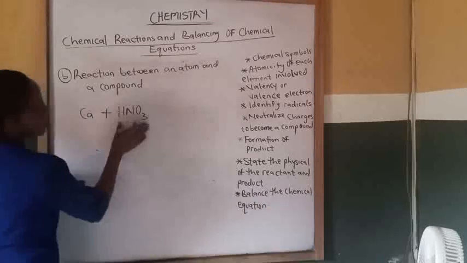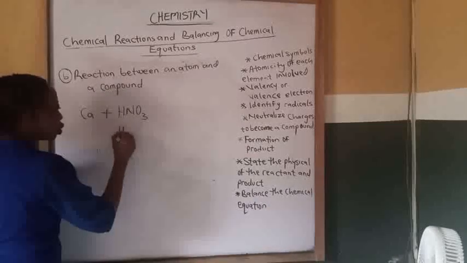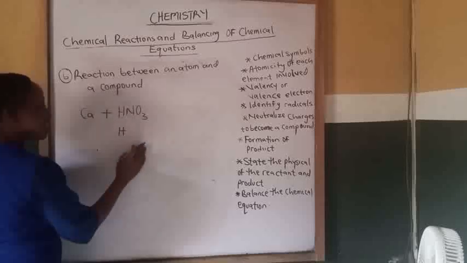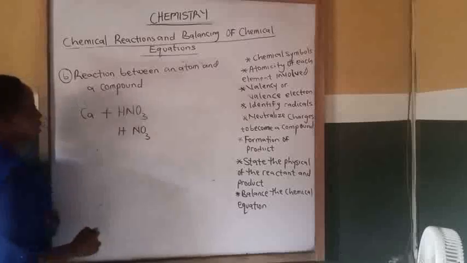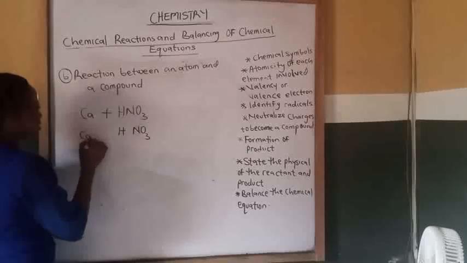Now, let's split this compound into two. We have hydrogen, then NO3 is what? It is a radical, so you don't split it. That is NO3. Then you assign their what? Their charges.